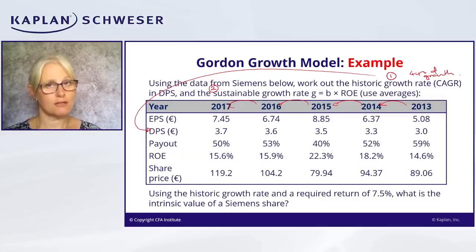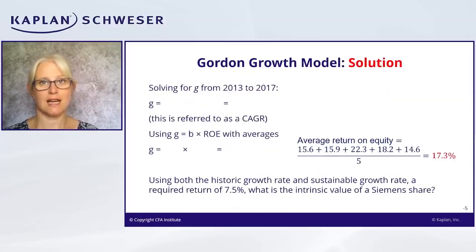So using the historic growth rate first of all, and a required return of 7.5%, so that's the discount rate, what's the intrinsic value of a Siemens share? So we want to work out what is called the compound annual growth rate. We're looking at the first numbers for now. So G is the growth rate that takes you from 3 to 3.7 over 4 years.